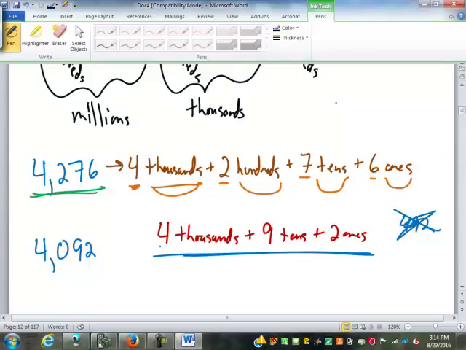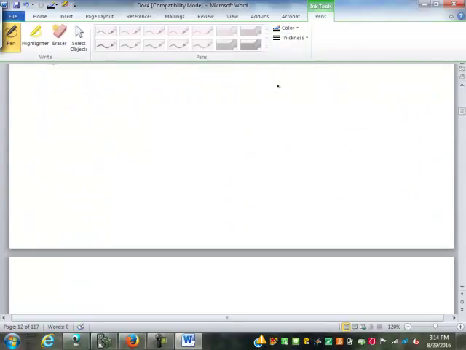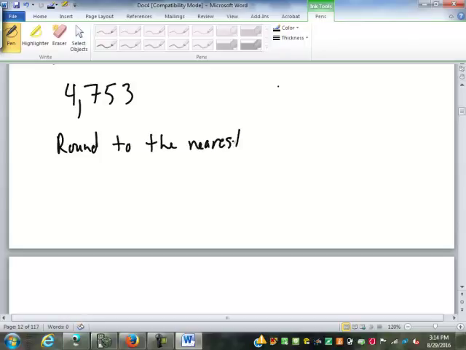Another purpose for our place values is another basic function, and that is, let's say I give you 4,753 and I ask you to round to the nearest 1,000.